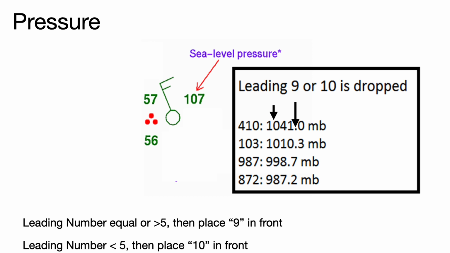Looking at the third example down, having a 987 plotted, meaning that that leading number, the 9, is more than 5, we're going to place another 9 in front, which makes it 998, and the 7 is the last digit, so it gets the decimal place, 998.7. This one always takes a little bit of practice for students, and if you don't get it right away, don't worry, it takes time to figure this one out.